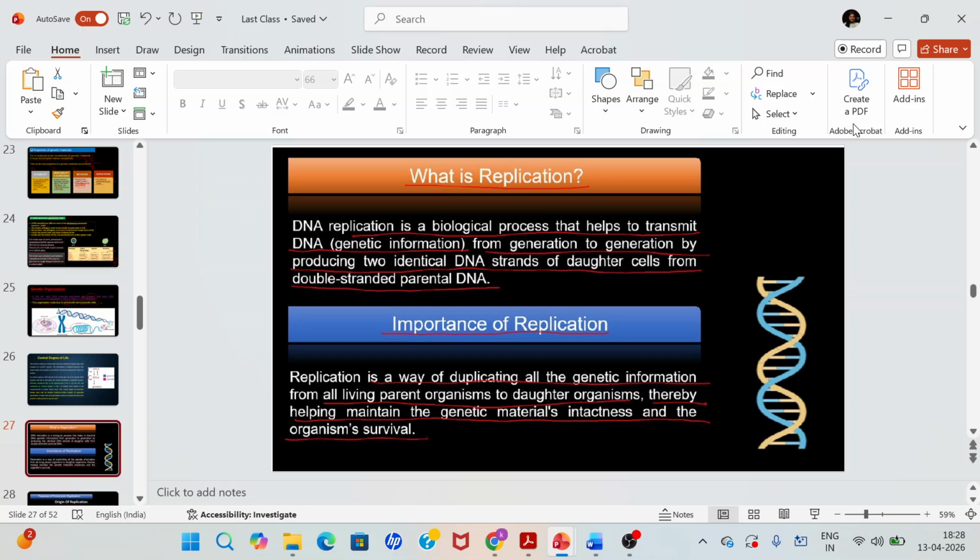Okay. Next comes replication, which we also learned in the last few lectures. DNA replication is a biological process that helps to transmit genetic information from generation to generation by producing two identical DNA strands of daughter cells from the double-stranded parental DNA. What is the importance of replication? Replication is a way of duplicating all the genetic information from the parent organism to the daughter organism, thereby helping maintain the genetic material's intactness and the organism's survival, basically to prevent mutation.